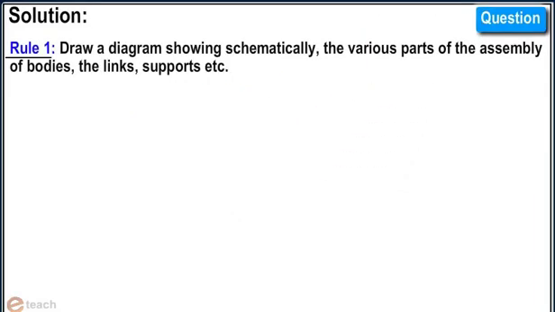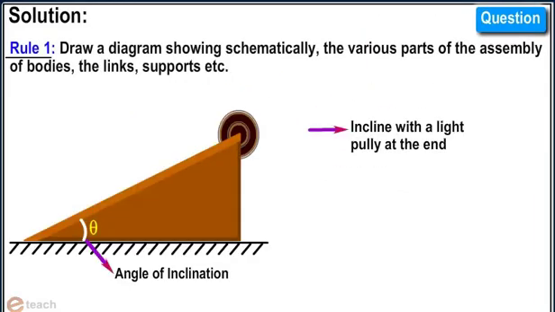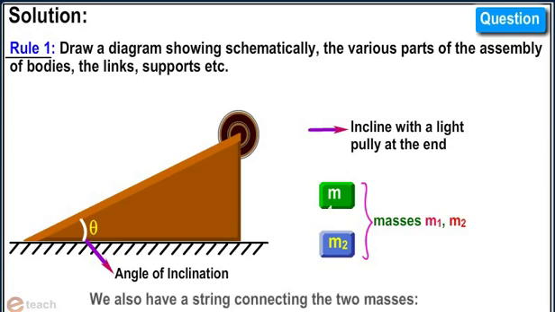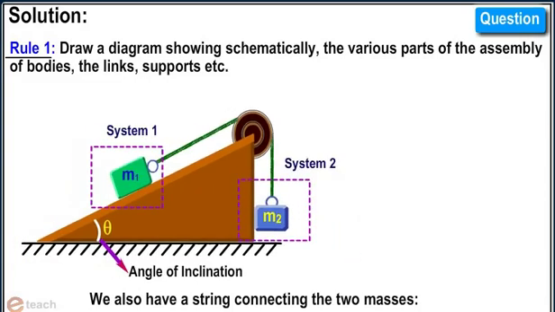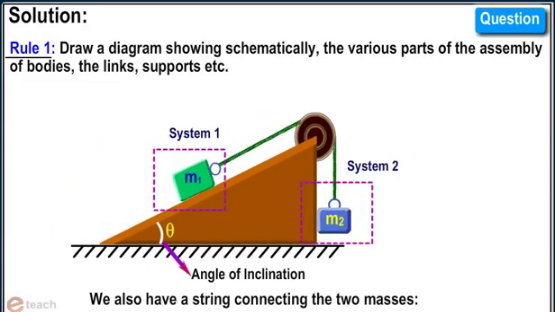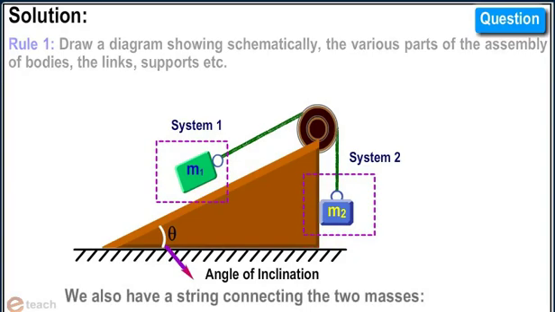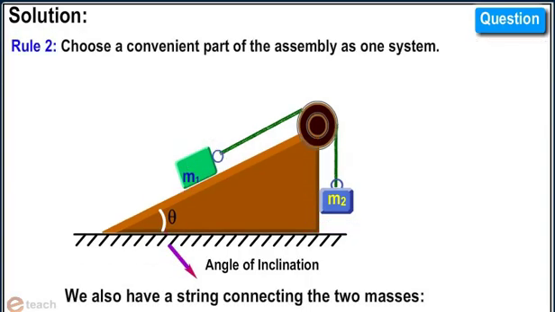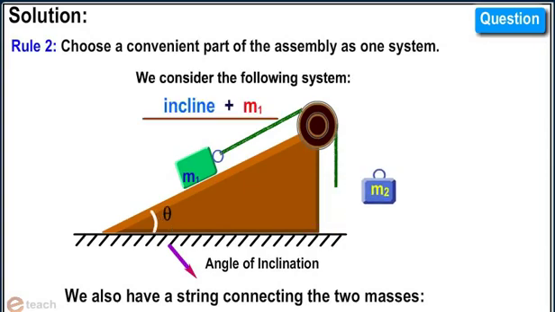Rule 1. Draw the diagram showing schematically the various parts of the assembly of the bodies, the links and the supports. See the inclined plane with a light pulley at the end and the two masses m1 and m2 connected by a string. Rule 2. Choose a convenient part of the assembly as one system. We consider the following system: inclined plane plus mass m1.